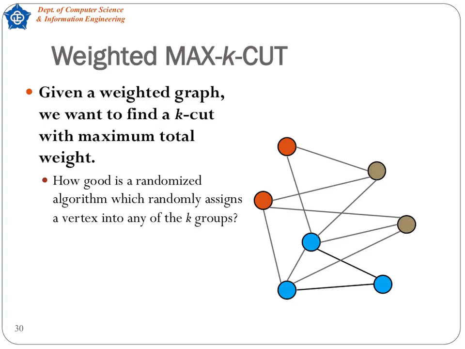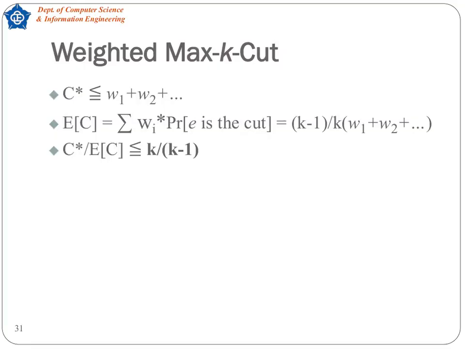How effective is a randomized algorithm, one that simply assigns each vertex into any of the k-groups, when weights are involved? To help visualize this challenge, you'll find an example graph displayed on the right. It clearly illustrates the type of structure, with its nodes and connected edges, that we analyze in this intriguing problem. Building on our introduction to the weighted max k-cut problem, let's now explore its key mathematical relationships.